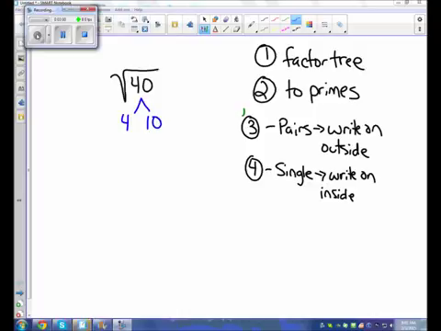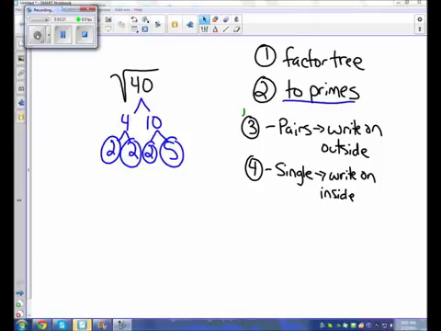Both of these are composite, so since I need to factor all the way to primes, I'm going to continue factoring. I think of two things I could multiply together to get 4. And I get 2 times 2, and those are both prime. And for 10, I'm going to use 2 times 5, and those are both prime. Okay? So then I'm going to write the pairs on the outside. So I have a pair of 2s, so I'm going to write 2 on the outside. And I have no other pairs of primes, so that's all that gets to come out. And then left inside the radical is going to be my 2 and my 5.